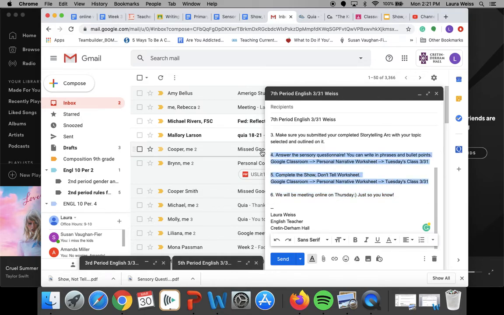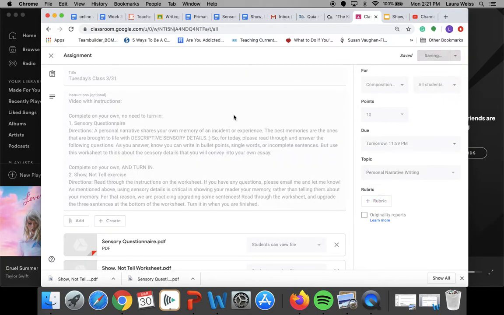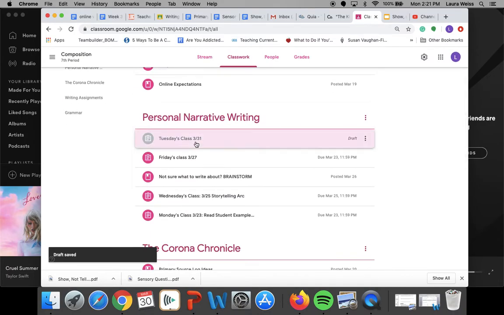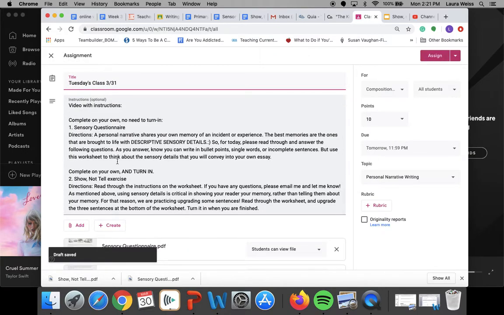All right, so back to this. So you could go ahead and go to Google Classroom, go to the personal narrative topic here on Google Classroom, and then once you get there, click on Tuesday's class 331. Okay, so today's homework, two different bits here, and I tried to include instructions for both. The first thing, sensory questionnaire.